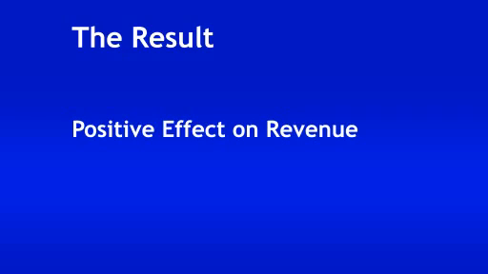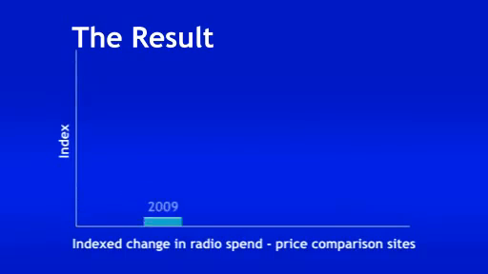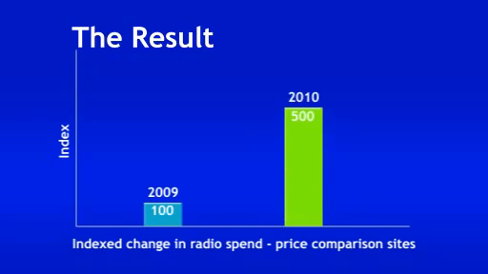Following the launch of the Online Multiplier, data from Nielsen Media Research suggests that the survey is having a positive effect on revenue. Amongst advertisers featured in the study, radio spend has increased 4 times faster than their spend in other media. And within the price comparison website category, radio spend has increased 5-fold year on year, while spend across other media has remained static.